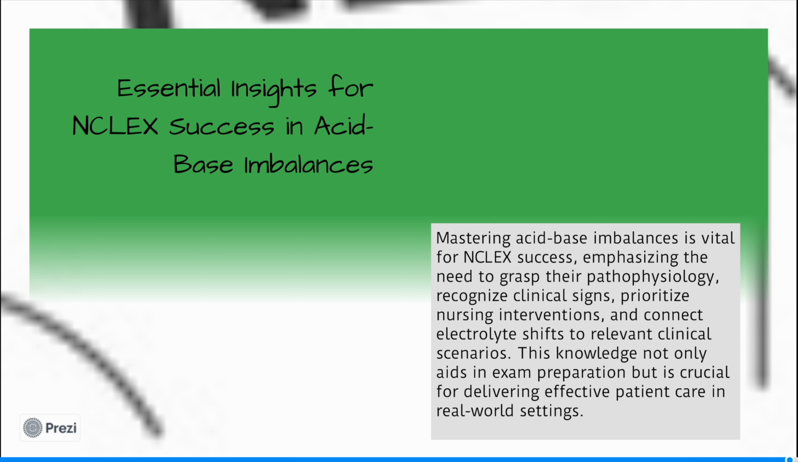So you can create a cheat sheet or a flashcard with differentiating symptoms for acid and base, for alkalosis and acidosis, and link electrolyte shifts like potassium changes to patient outcomes. This knowledge supports both exam readiness and safe, effective patient care in clinical practice.